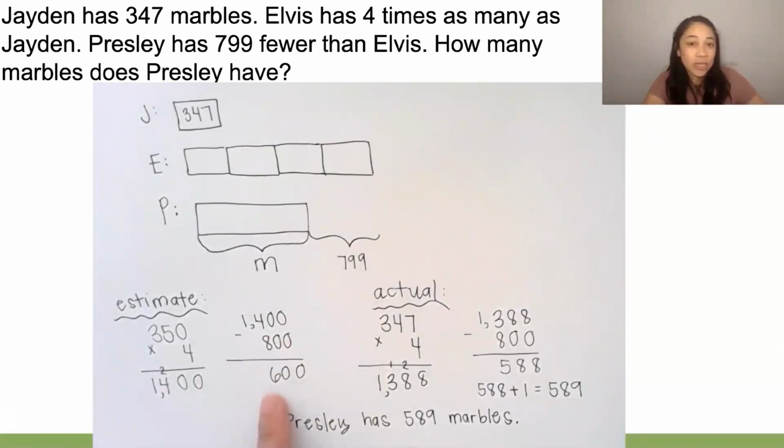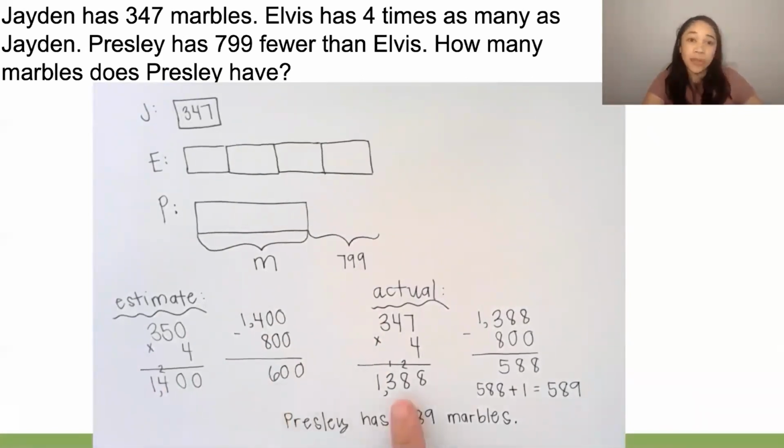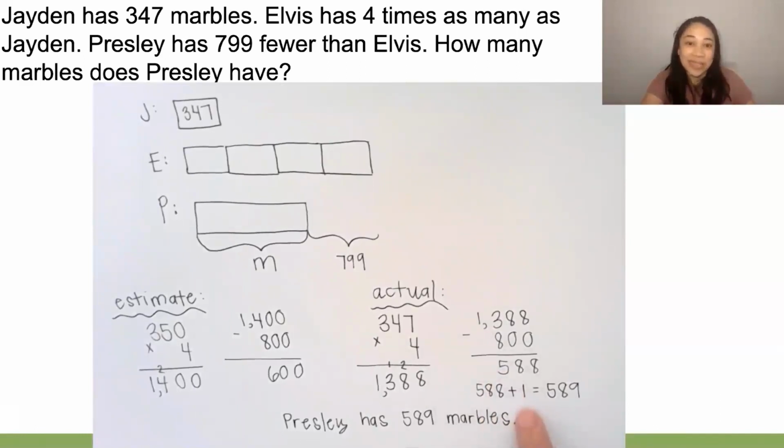From there, I went ahead and tried to figure out the actual answer. I first solved for how many marbles Elvis has. I multiplied by 4, 347 times 4, and that equals 1,388. And since Presley has 799 less marbles than Elvis, I subtracted. But instead, I decided to make an easier problem. I subtracted 1,388 minus 800. That equals 588. Then I added one more back in, since Presley has 799 less than, not 800 less than. And that equals 589.